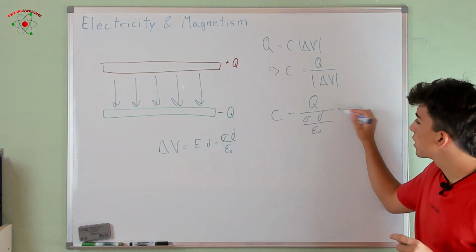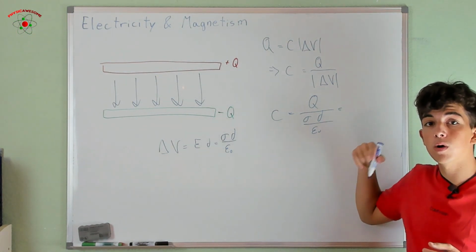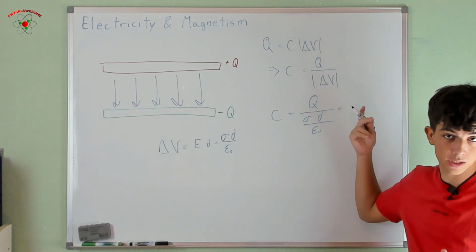And we recall that sigma times the area of the plate is going to be equal to the total charge.